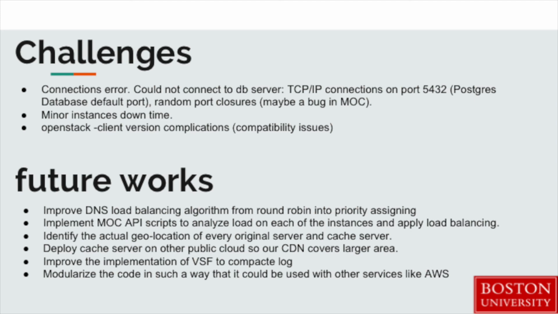And then identify the actual geolocation of the origin server and the cache server so they are distributed closer to the end user. And deploying cache servers on other public clouds so our CDN covers a larger area. Improving the implementation of VSF and computing a log of the attacks given, and then modularizing the code in such a way that it could be used with other services like AWS.